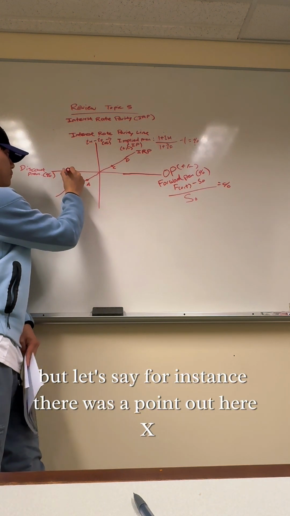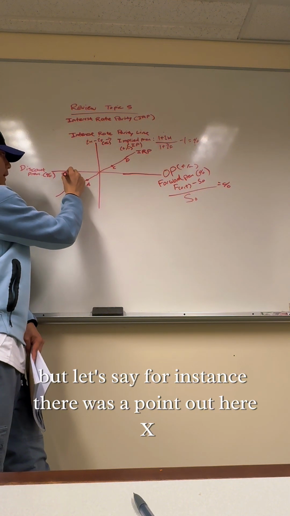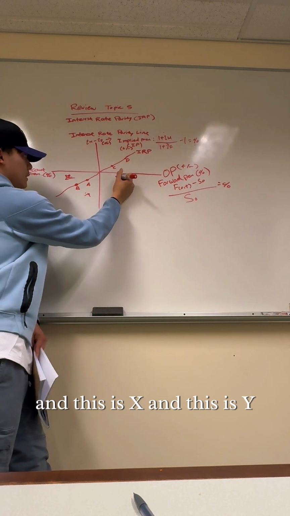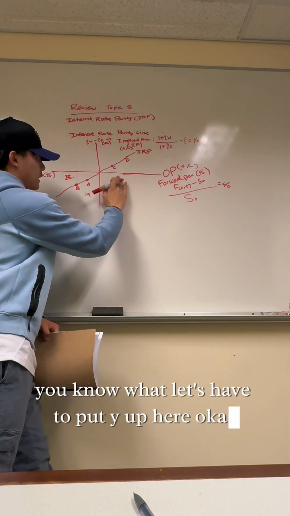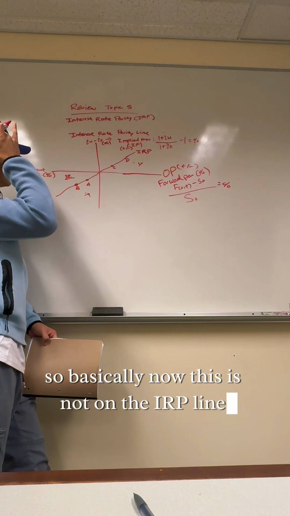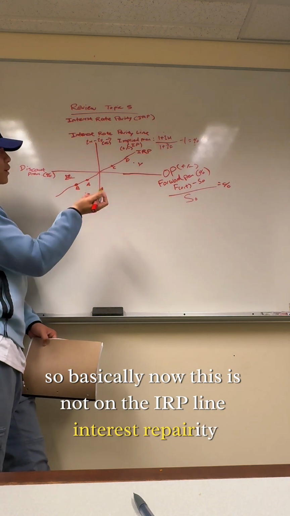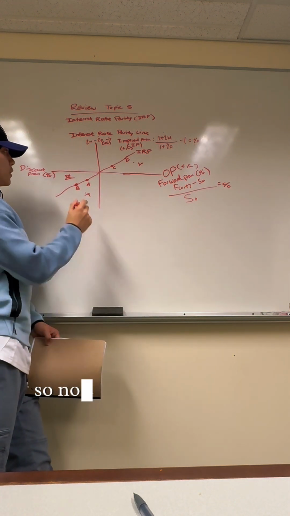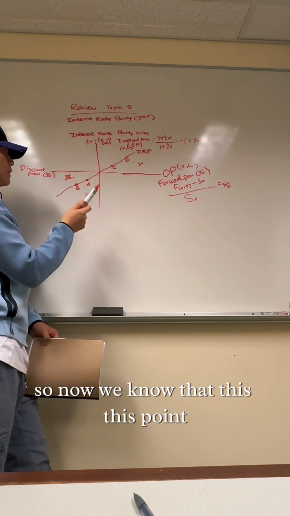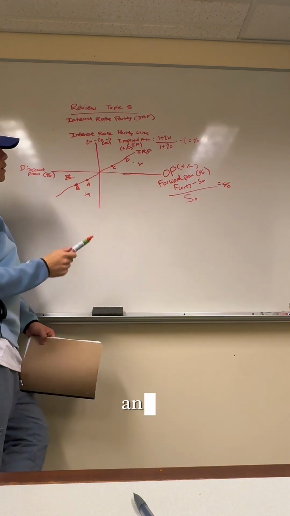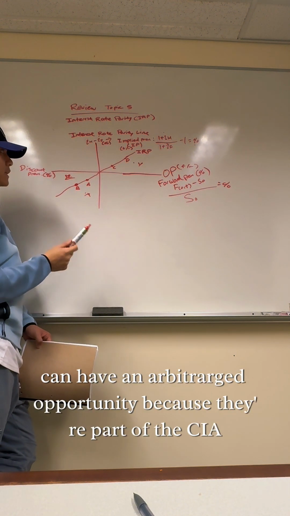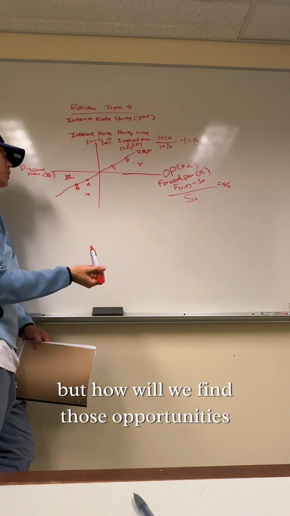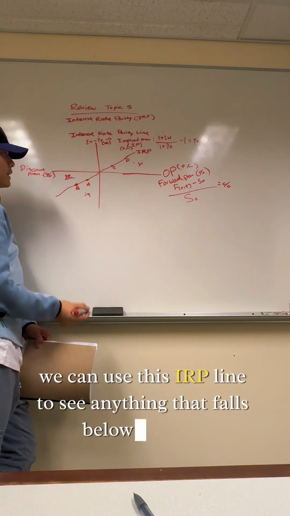But let's say, for instance, there was a point out here, X, and this is Z, and let's put Y up here. It doesn't matter. Now, this is not on the IRP line, the interest rate parity. This is actually an outlier outside the interest rate parity. So now we know that these points, Z, X, and Y, can have an arbitrage opportunity because they're part of the CIA now. But how will we find those opportunities? Well, we can use this IRP line to see.